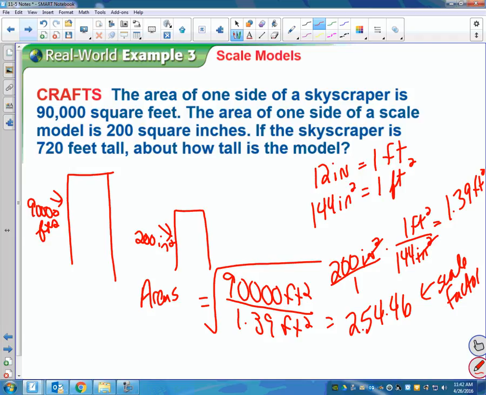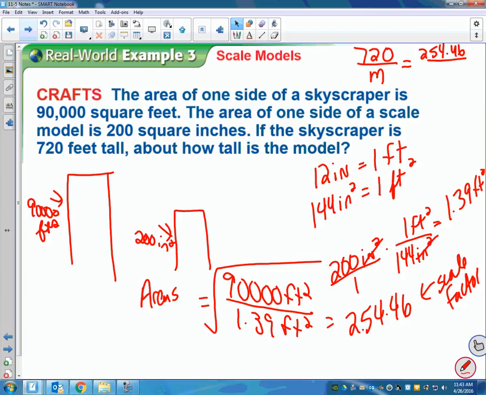Now, if the skyscraper is 720 feet tall and I'm looking for how tall the model is, can I set that equal to, and since I didn't write this as a fraction, could I write that as 254.46 over 1? Or just 254.46? You ever see scale models like 1/36 scale or 1/64 scale? Which basically means that if we cross multiply, we have to take 720 and divide. I just used the letter because it was the model, but you can use whatever letter you want for the missing value.